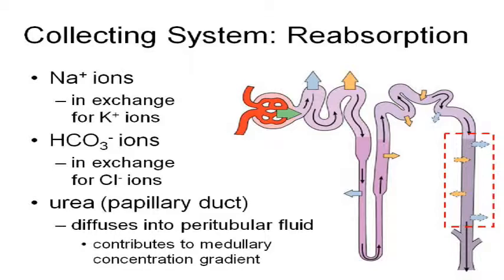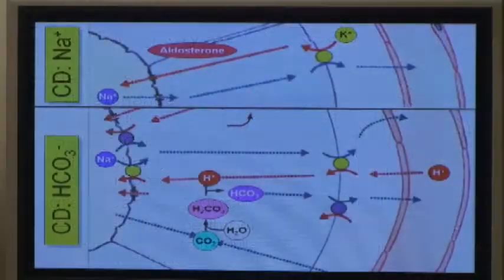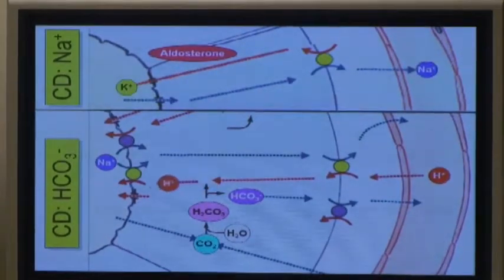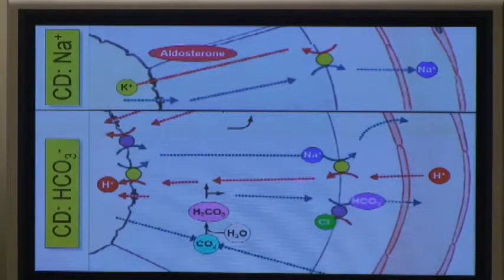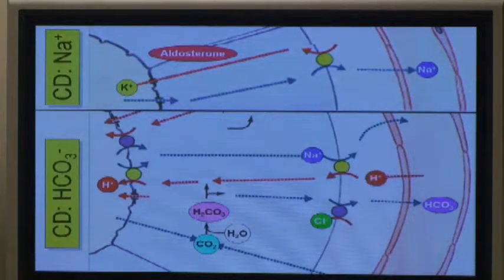All right, so sodium is swapped for potassium, bicarbonate is swapped for chloride. That's what's happening in this collecting duct. Again, aldosterone increases sodium reabsorption and potassium secretion. Bicarbonate gets reabsorbed in the collecting duct as well.